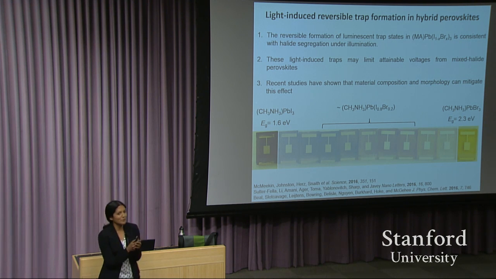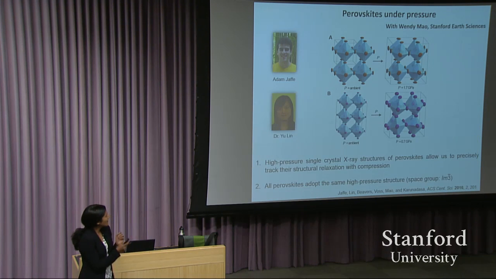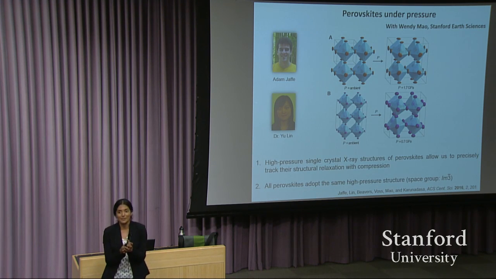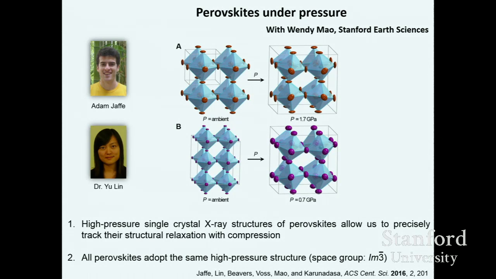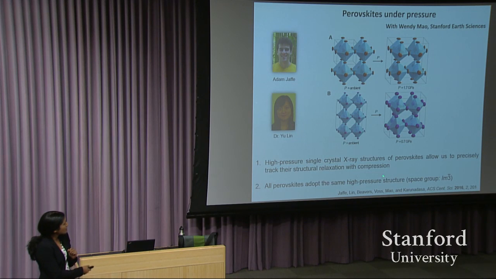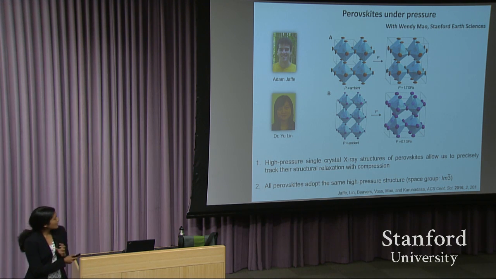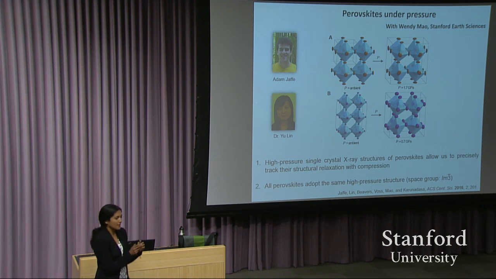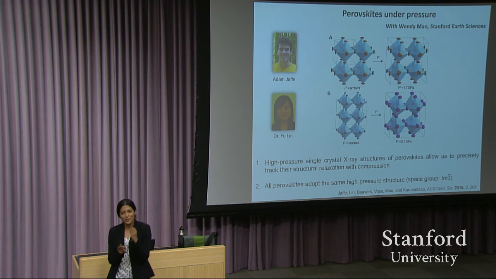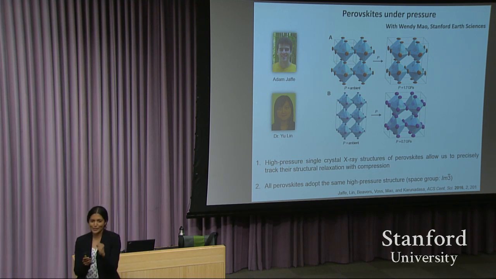So we have a collaboration with Wendy Mao. She studies materials under extreme environments, and she can press very hard using diamond anvil cells. So Adam and you got the first single crystal structures of hybrid perovskites under pressure. So we can figure out exactly where the atoms are in the high pressure phase. And they find that in both cases, you get the same high pressure structure. If you like crystallography, the space group is Im3̄. And then Adam put these mixed halide perovskites into a diamond anvil cell so that he can change the pressure at which we are pushing against this material.